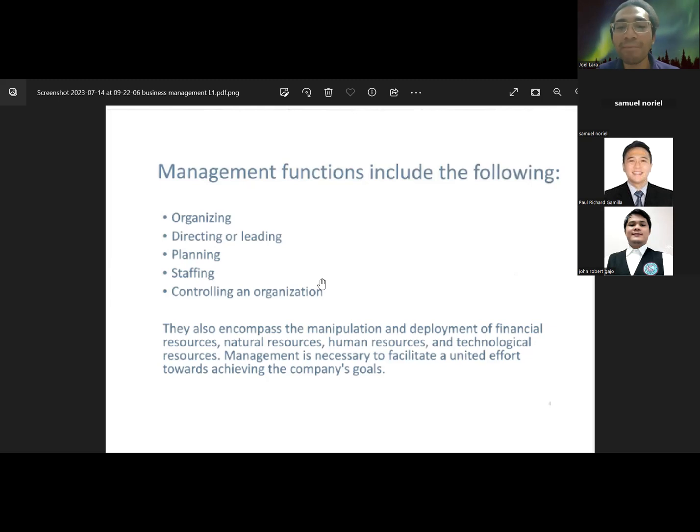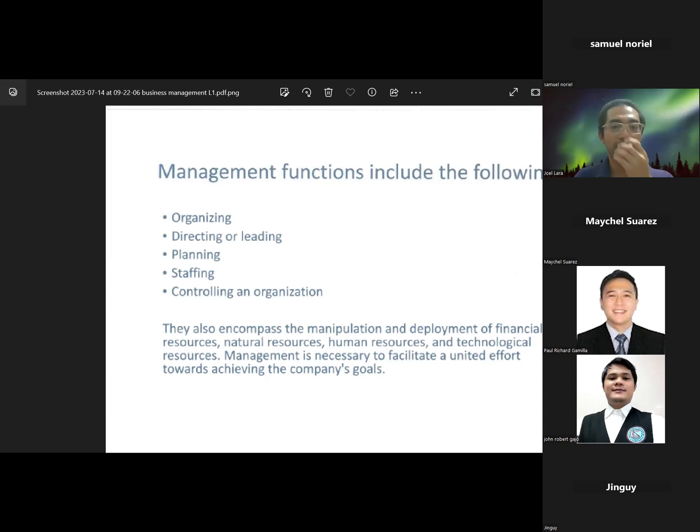They also encompass the manipulation and deployment of financial resources, natural resources, human resources, technological resources. Management is necessary to facilitate united effort towards achieving the company's goal. It says the company's goal. Ikaw ay magsisset ng mission and vision. Ano ba yung goal ng company mo?